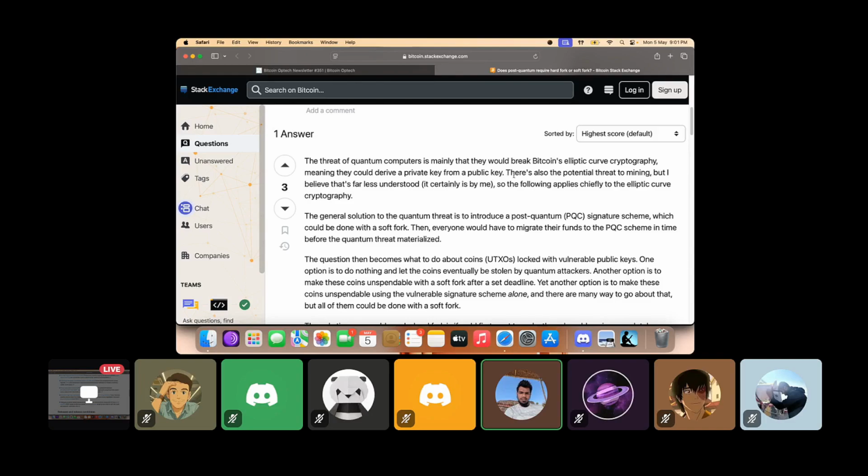So if your public key is known to someone, they can derive your private key using a quantum computer. There's also the potential threat to mining, because a quantum computer will be able to guess the nonces much more quickly than ASICs, and not everybody is going to have access to a quantum computer. A quantum computer is going to be very, very expensive, and very few people are going to have access to it initially. And with ASICs, you won't be able to compete with it, right?